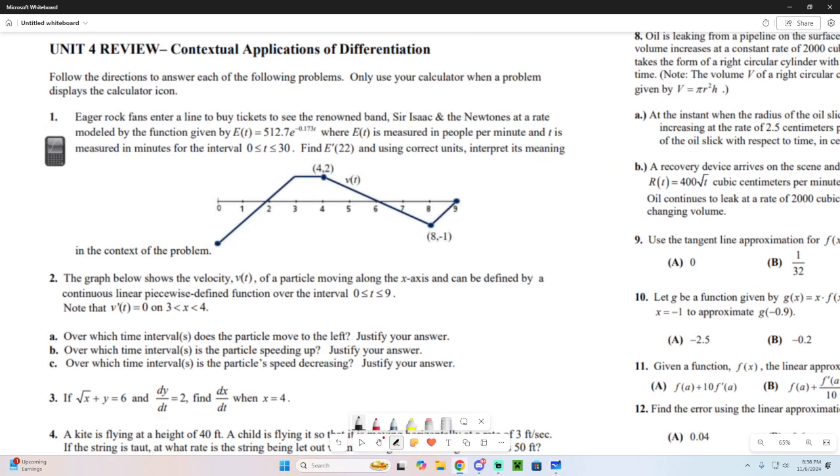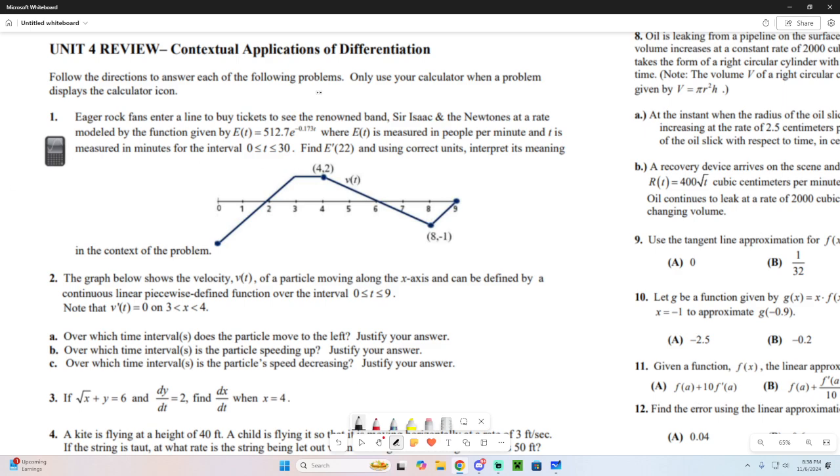Question 1 says, eager rock fans enter a line to buy tickets to see a renowned band, Sir Isaac and the Newtons, at a rate modeled by the function E of t equals 512.7 e to the negative 0.173t, where E of t is measured in people per minute and t is measured in minutes. On the interval 0 is less than or equal to t, which is less than or equal to 30, find E prime of 22 and, using correct units, interpret its meaning.